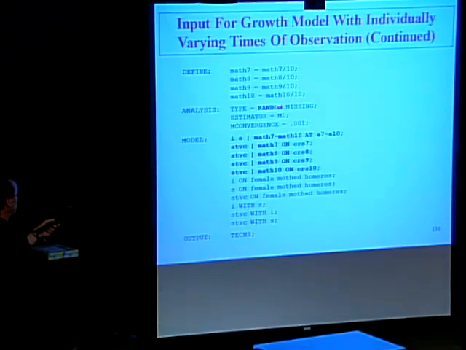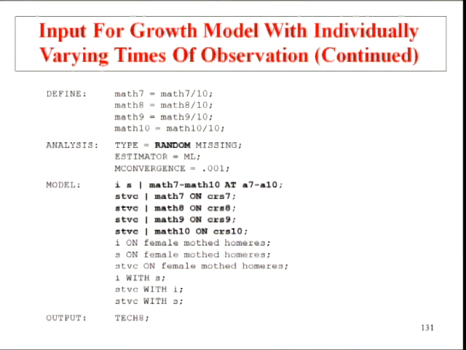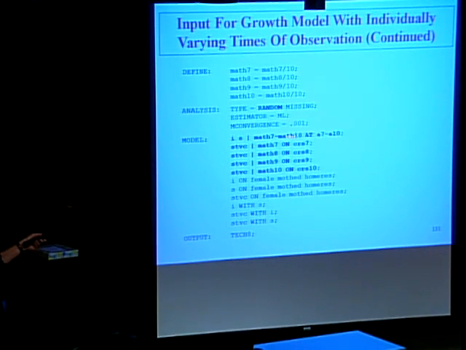When Linda went over, well, let me back off of that for a second. So here's one of the two features. Individually varying times of observations captured by this expression here, IS bar math 7 through 10 at A7 through A10, where A7 through A10 have been defined as t-score variables.